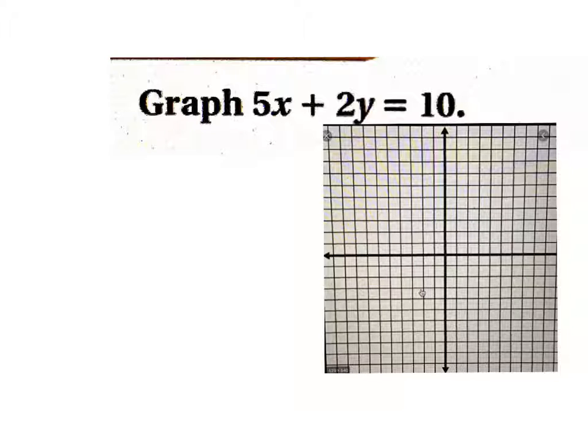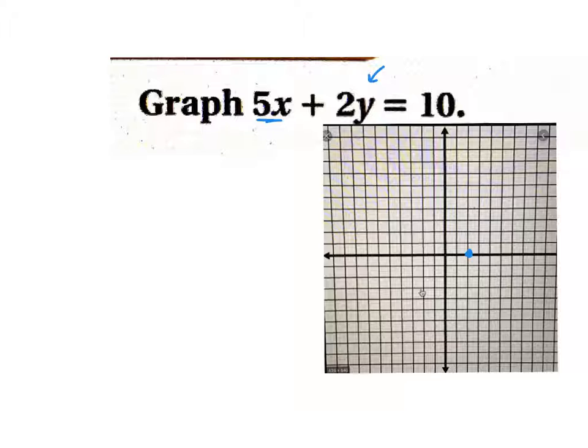Graph 5x plus 2y equals 10. So what I'm really going to do is put a 0 in for y, which means I'm acting like y is not there, hence the word cover. Tomorrow in class we're going to cover it up. And then I'm going to solve for this. 5x basically equals 10, so it crosses the x-axis at 2. So I'm going to put a point at 2 right there. Then I'm going to do the same thing the other way.